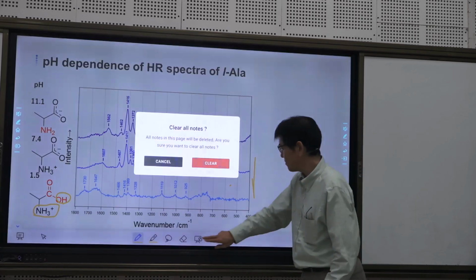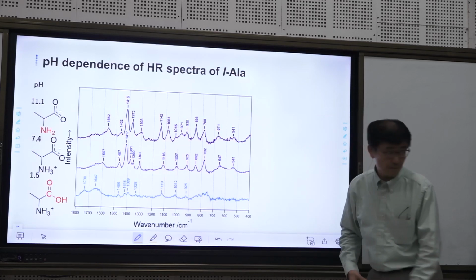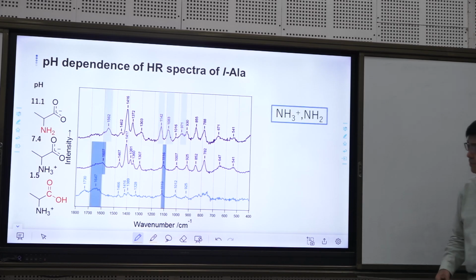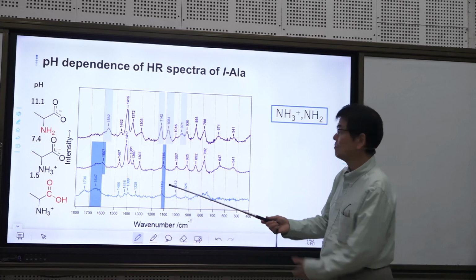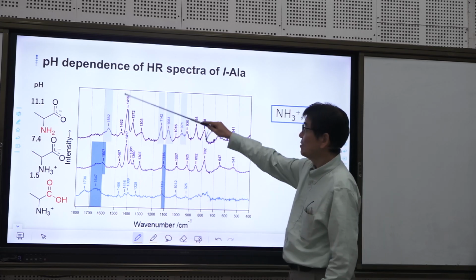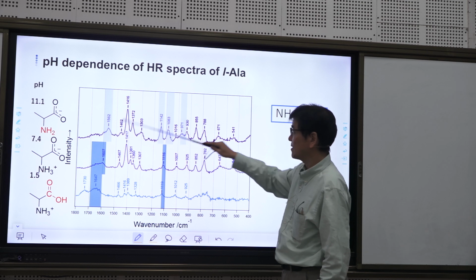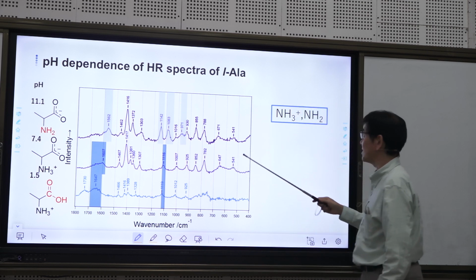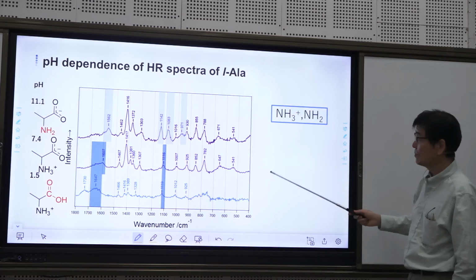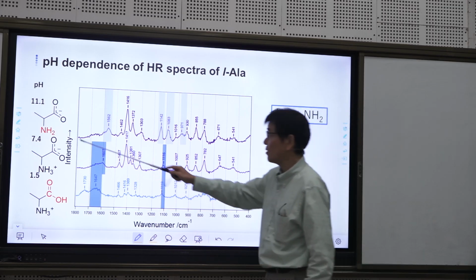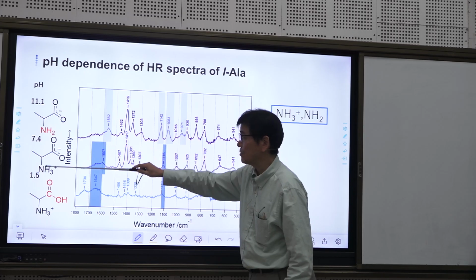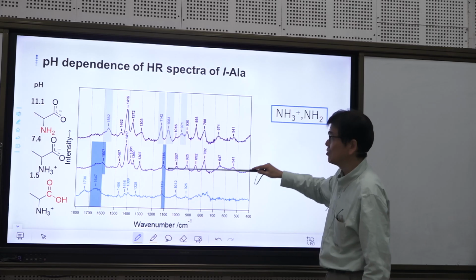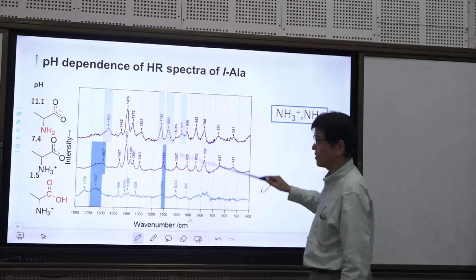Then what is the difference in the hyper-Raman spectrum? So the bands indicated by the blue box are related to the amino group. Depending on the change from NH2 to NH3 plus, a peak disappears and a new peak appears.